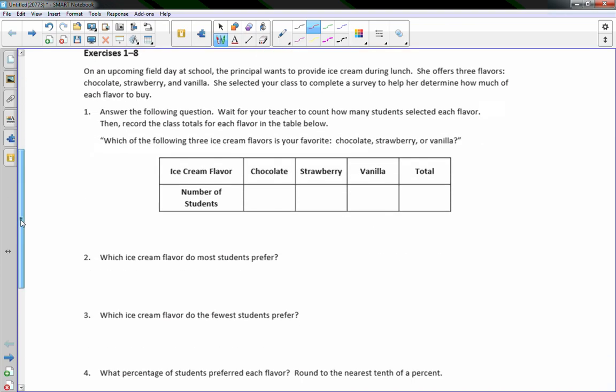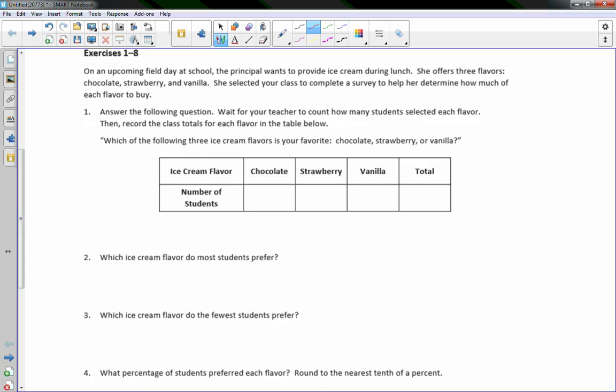Okay, so here we go. On an upcoming field day at school, the principal wants to provide ice cream during lunch. She offers 3 flavors: chocolate, strawberry, and vanilla. She selected your class to complete a survey to help her determine how much of each flavor to buy. Answer the following question. Wait for your teacher to count how many students selected each flavor, then record the class totals for each flavor in the table below. Which of the following 3 ice cream flavors is your favorite: chocolate, strawberry, or vanilla?